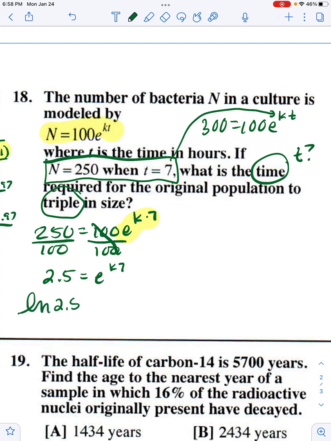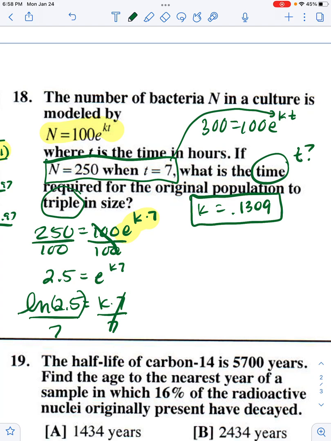So just like the other two examples, I'm going to go ahead and do ln of this side, and that'll cancel out my E to give me K times 7. So I can go ahead and find my K value by taking my ln of 2.5, make sure you close that parenthesis down, and then divide it by 7.